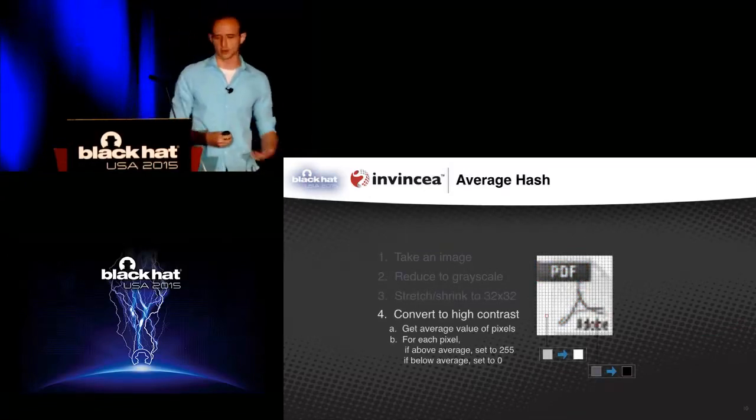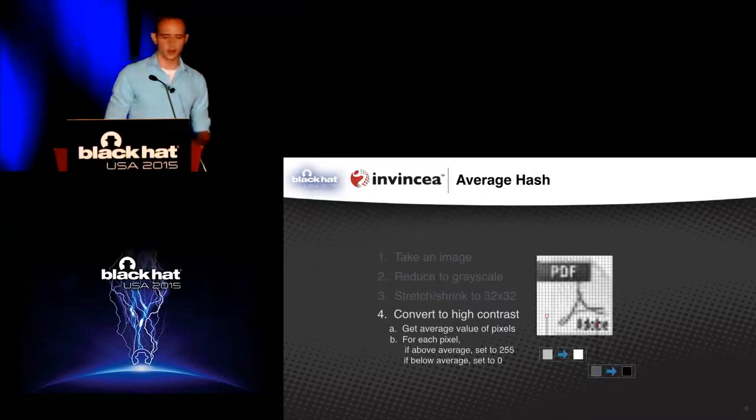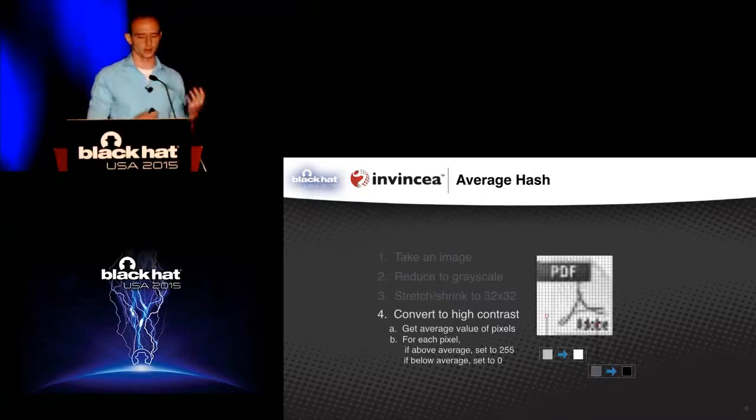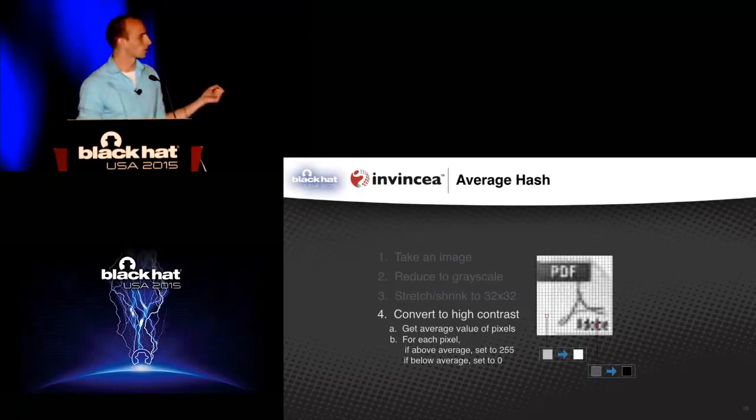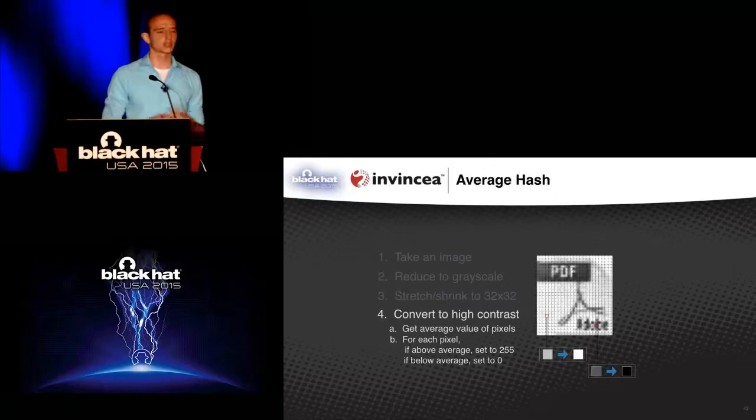So in order to do this, you get the average value of all the pixels, which is just some value between 0 and 255, depending on what shade of gray it is for each pixel. Add all that up, divide by the total number of pixels, pretty elementary. And then for each pixel, if it's above that average, we set it to 255. So in this example, the light gray pixel becomes white, and if it's below the average or equal to it, then we set it to 0. So we make the dark gray pixel black.